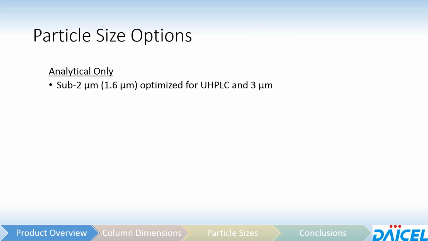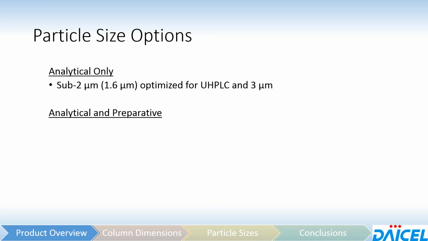Analytical only, we're looking primarily at 3 micron, although we can also use our newest line of sub 2 micron columns that have been optimized specifically for UHPLC. It's not that you can't use the sub 2 micron columns on a normal HPLC. However, you generally won't see the added benefits, reduction in extra column band broadening, for instance, that you would see using them on a UHPLC, but they can certainly be used on HPLC as well.